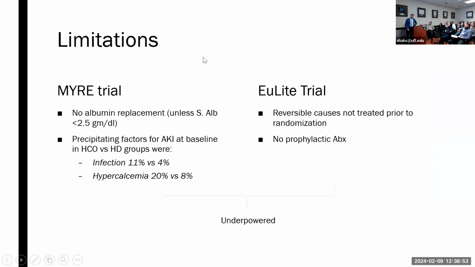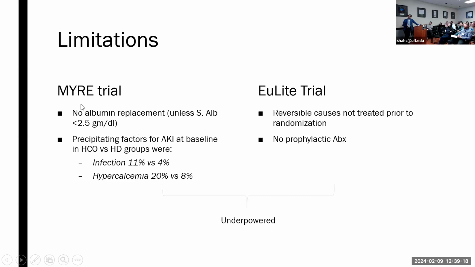What was the criticism of both the trials? In the Meyer trial, they did not use albumin as routine replacement unless their serum albumin went below 2.5 gram per deciliter. Now, we know that high cutoff dialysis can remove albumin and they can have a hypotensive insult if we are not replacing them with albumin. So we are possibly precipitating more AKI in the high cutoff group. And that's why we didn't see the benefit.